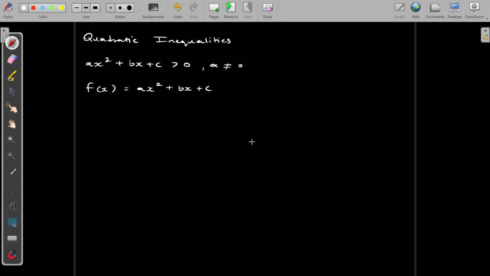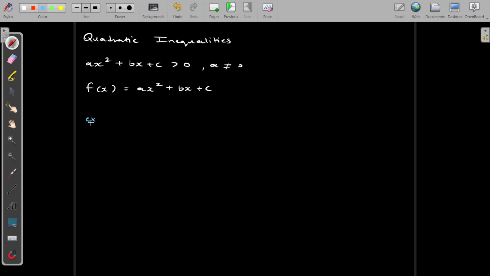because sometimes they won't ask you to graph it, they will just ask you to represent the range of values which would satisfy this inequality. For example, this one. So you could have it being greater than 0 or less than 0.